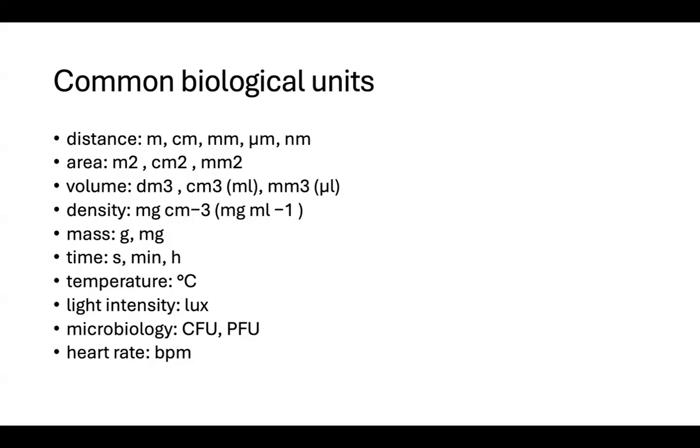For instance, if you have forgotten, with the microbiology, you've got colony forming units and plaque forming units. They're normally given as colony forming units per minute. So you normally get a little graph that says something like that. That's just what that means. Heart rates, everyone should hopefully know.